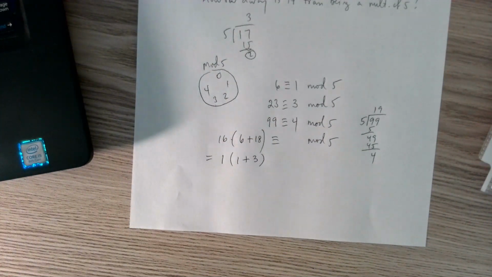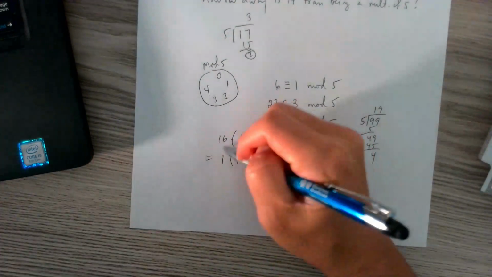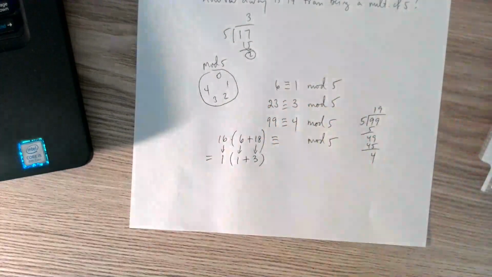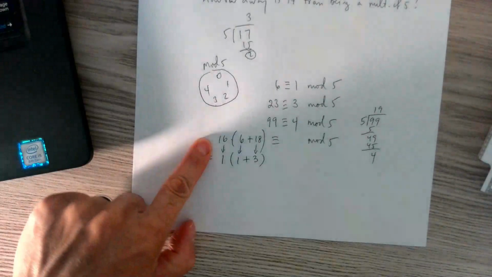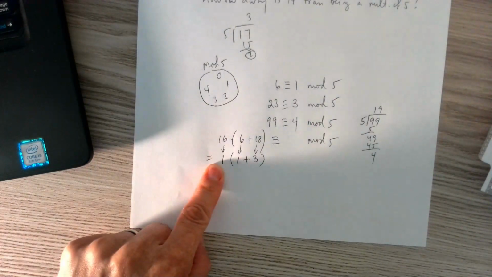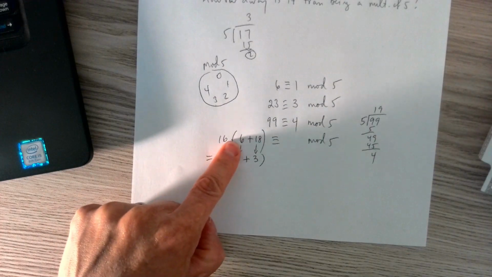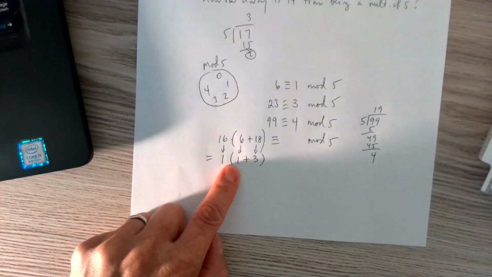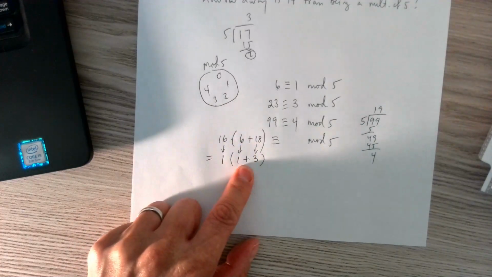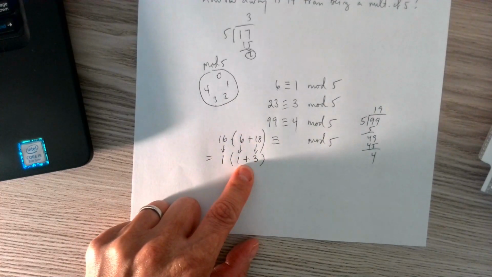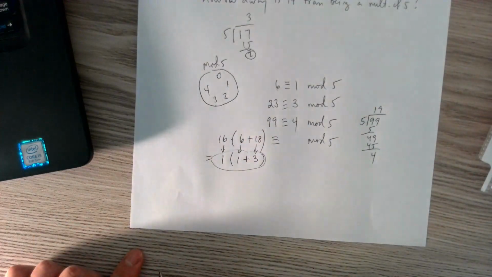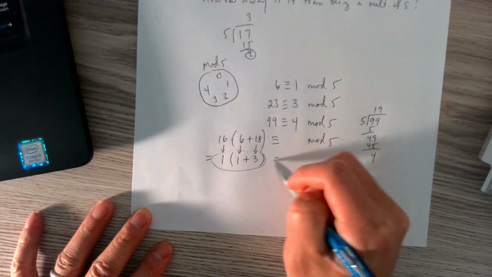Now, how did I do that? Well, what I did was I converted each of the numbers in the expression in mod 5 separately. So 16, that's pretty easy. It's 1 more than 15, so 16 is 1 in mod 5. 6 is 1 in mod 5 because it's 1 more than 5. And 18 is 3 in mod 5. And now I just work with this expression with much smaller numbers.